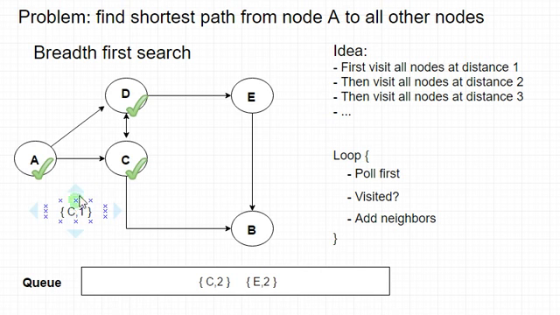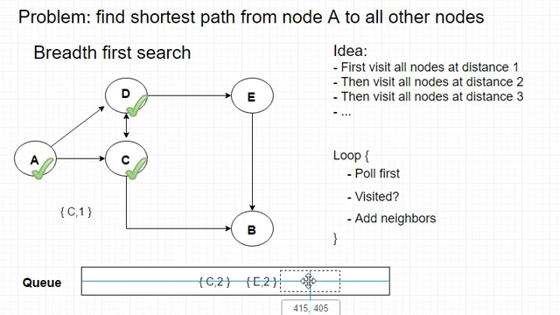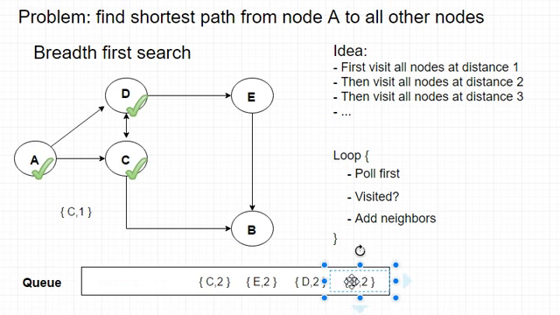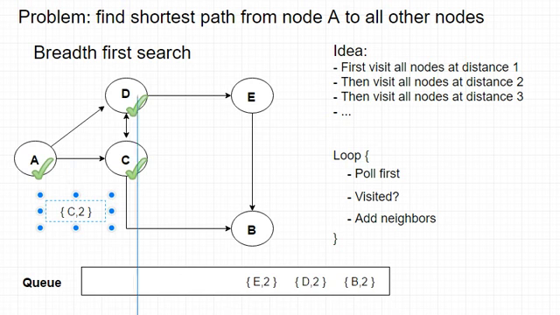So we would write this down somewhere if we wanted to save that information. And then we will add C's neighbors. So we will add D2, and we always add to the back of the queue. And we will add B2. Now we are done with C, so we will pull the first item from the queue. Have we visited C before? Well, yes, we just did, so we will do nothing. We will just pull the first item from the queue.